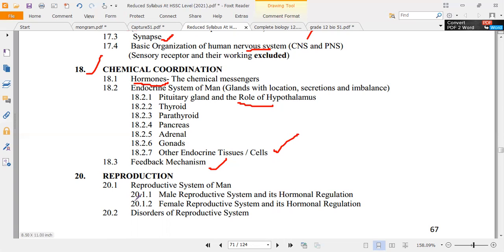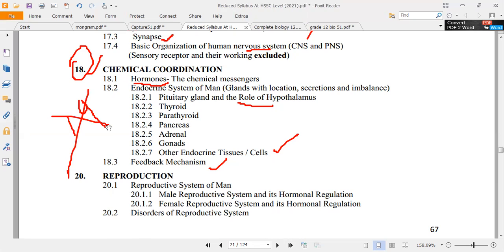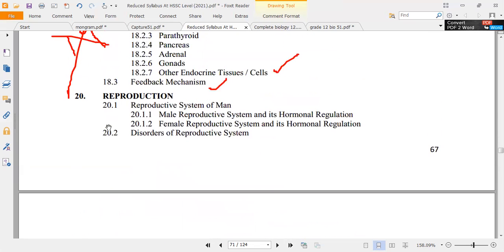Next, reproduction. Okay, so look, this is chapter number 18. Chapter number 19 is excluded. That is about behavior. So that chapter is completely excluded from your syllabus, in the reduced syllabus, right now for this session, only for the fresh students. In the reproductive system of man, the female and male reproductive systems, their hormonal regulations and disorders, all the things are included.